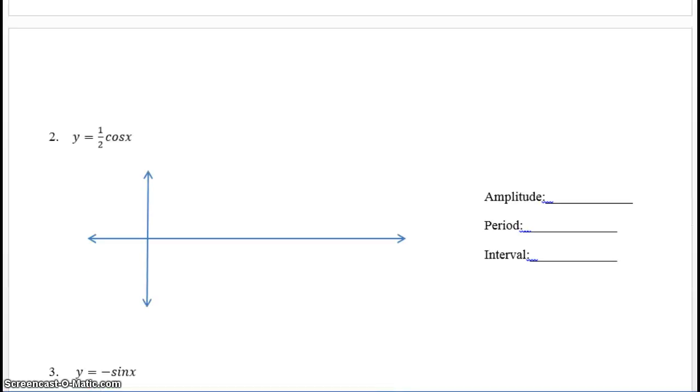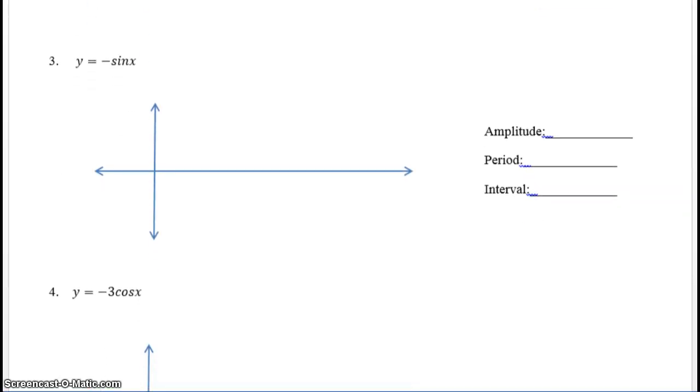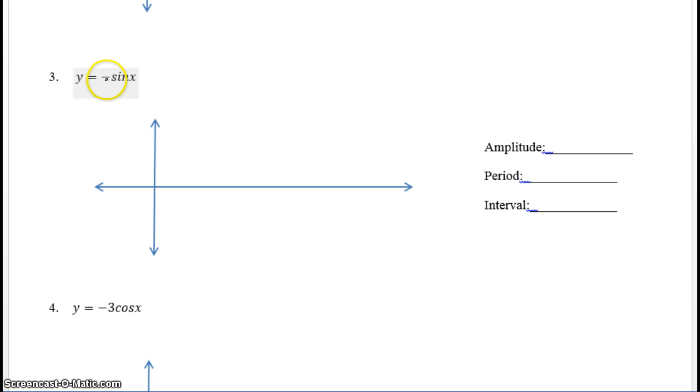Let's see if we can get one or two more in here. Let's go to a negative. What happens when there's a negative in front of my function? Okay, what is this negative? What's the consequence of that? What does that do to my graph? Well, as we saw, amplitude is the absolute value of that number in front of the sine. So the absolute value of negative 1 is positive 1.